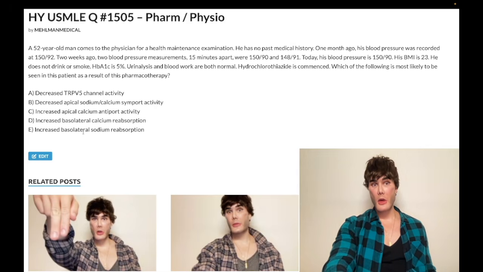And then choice E, increased basolateral sodium reabsorption, is wrong. So we said that sodium is going to go from the blood across the basolateral membrane into the cell in exchange for calcium, which goes from the cell into the blood. Wrong answer.